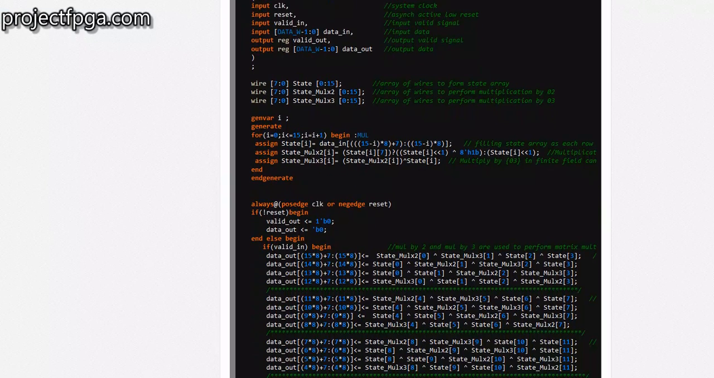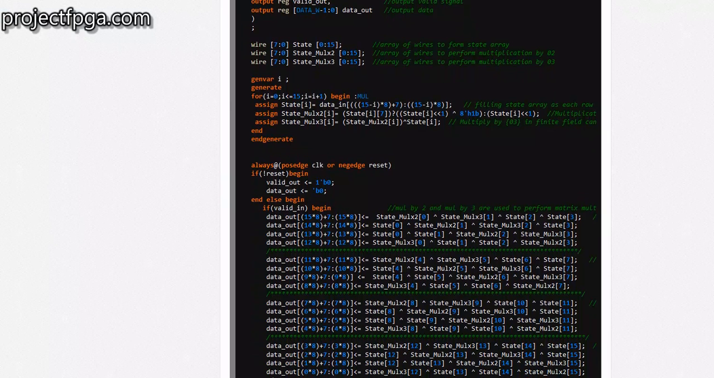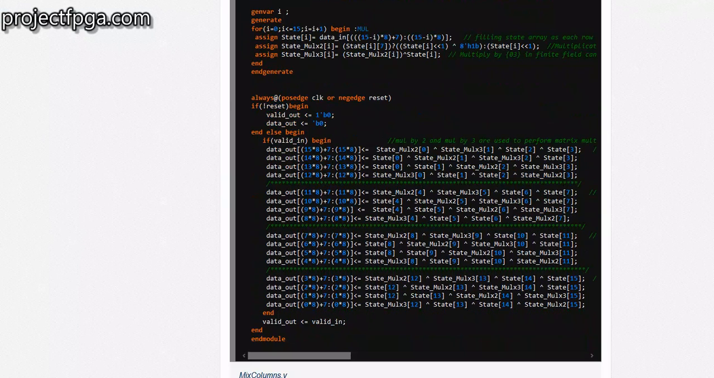This is the Verilog code. You can see where we did the 4 input XOR gate for each of them. So this is it, the 4 input XOR gate. The ones we did, where you see state means multiplication by 1. Anywhere you see state, it means multiplication by 1. If you see state minus 2, it means multiplication by 2. State minus 3 means multiplication by 3.